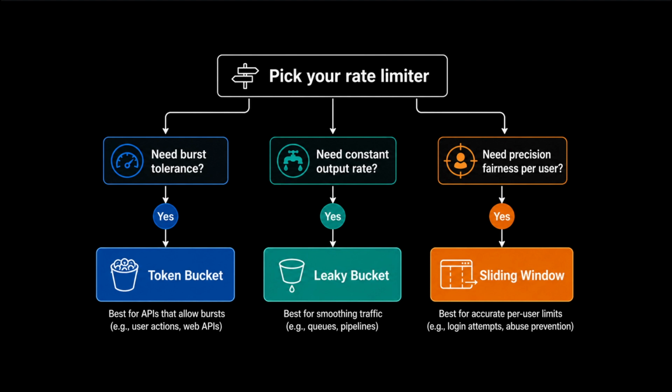If you're building an API from scratch, I would honestly default to token bucket. It's the most intuitive to reason about, well understood, and easy to explain to clients when they ask why their requests are being throttled. Alright, that's a wrap on rate limiting algorithms.